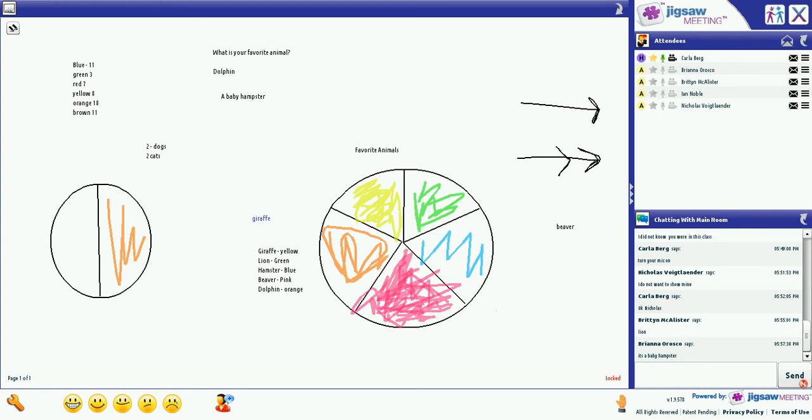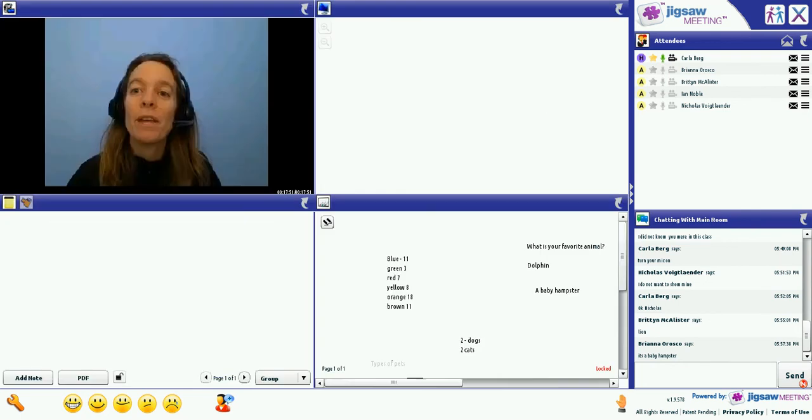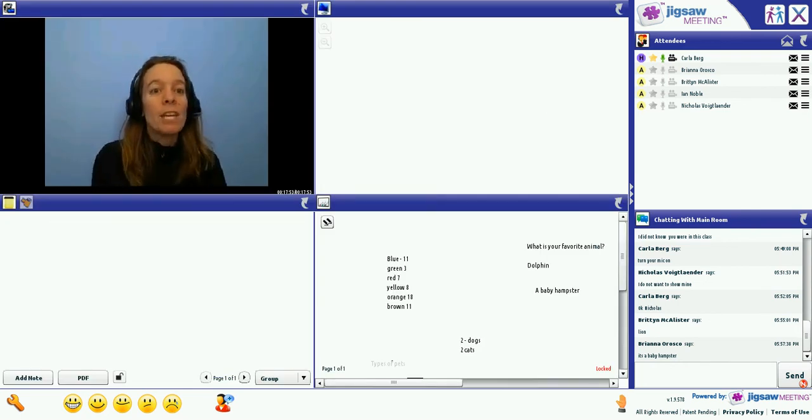Half of it would be orange, and half would be pink. And our key that went along with it would say dog equals orange, cat equals pink. And we would need a title that said, let's see, types of pet. And that would be our pie graph. So those are the 3 most common types of graphs that we use in science.